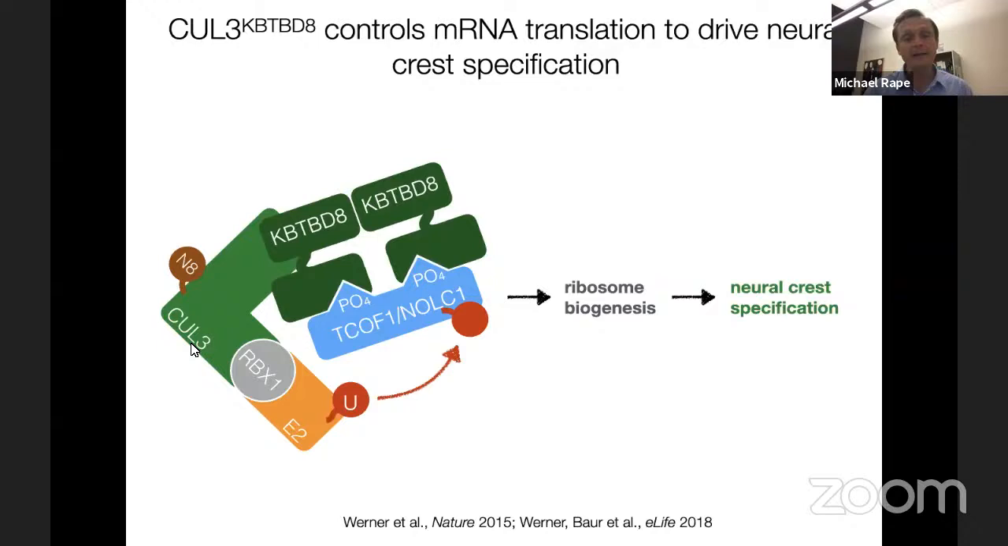You then have a catalytic scaffold, that is the Cullin protein, and then the catalytic core, a RING finger protein called RBX1, which binds the E2 enzyme that has an activated form of ubiquitin that can then be transferred to the lysine in these substrates.